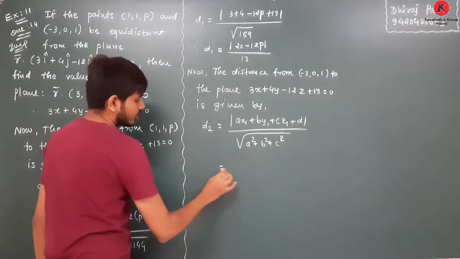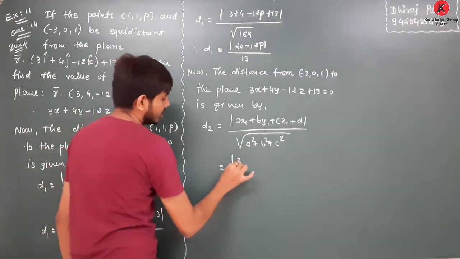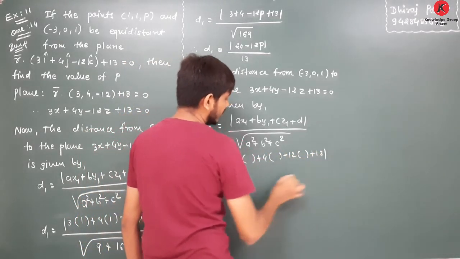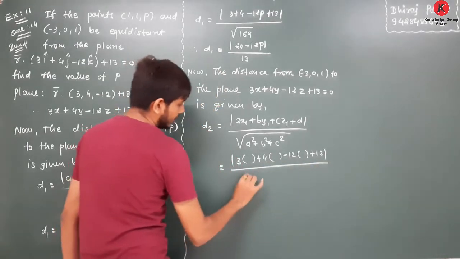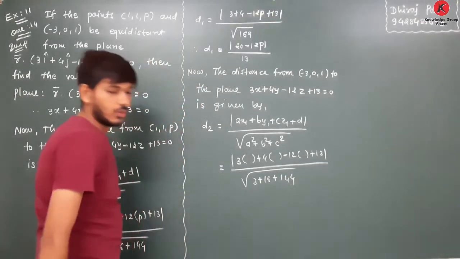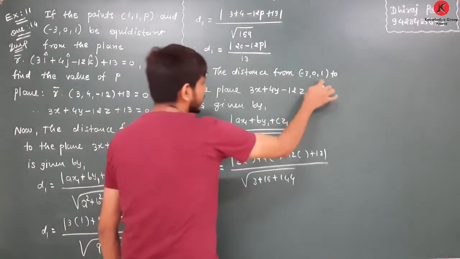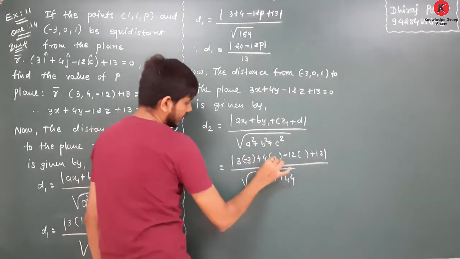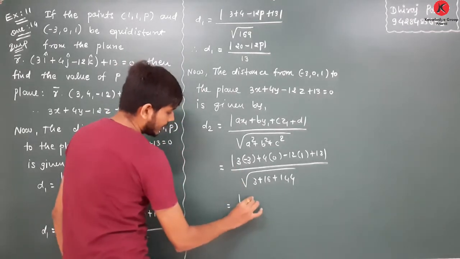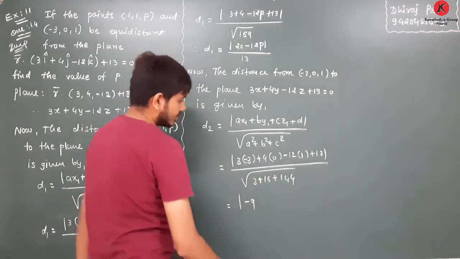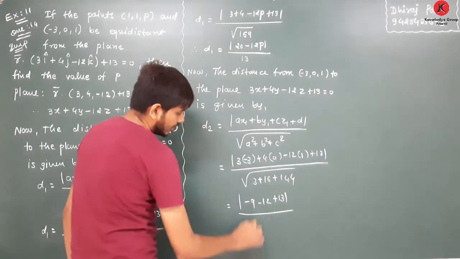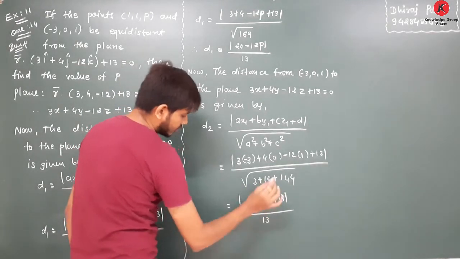Now put the values of a, b and c. So 3 blank plus 4 blank minus 12 blank plus 13 divided by under root of 9 plus 16 plus 144. Now put the values of x1, y1, z1: minus 3, 0, 1. Therefore we are getting modulus of minus 9 plus 0 minus 12 plus 13 divided by under root of 169, which is equal to 13.